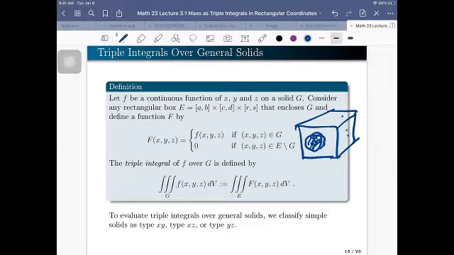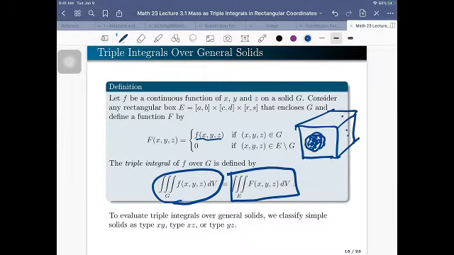The theoretical way of doing this is to enclose that irregular solid with a box and define a new density function. The density function will be the same density function if the point is in the original solid, and if it's outside the original solid, we just set it to 0. Then we have this neat theorem that says that the mass of the original solid will be the same as the mass of the rectangular box, given that the density is equal to this.